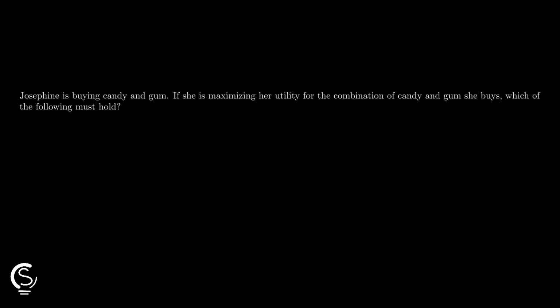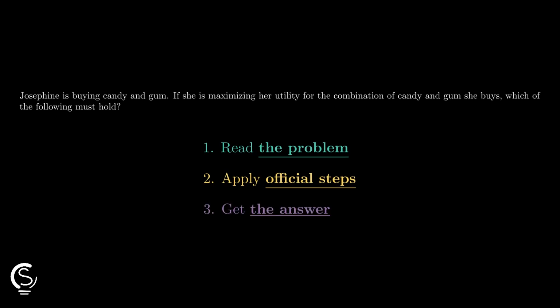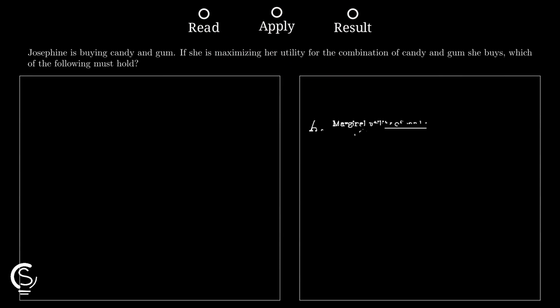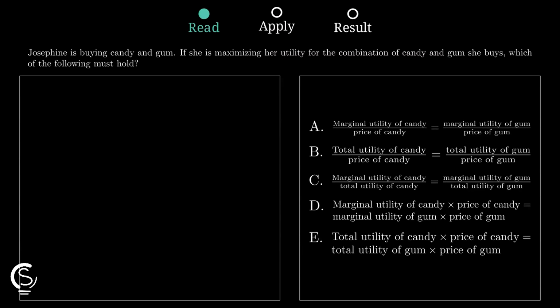Maximizing utility for candy and gum sounds tricky, but we can solve this fast by looking at the marginal utility per dollar spent on each. To maximize total utility given a budget, Josephine must ensure that the last dollar spent on candy provides the same satisfaction as the last dollar spent on her gum purchase.